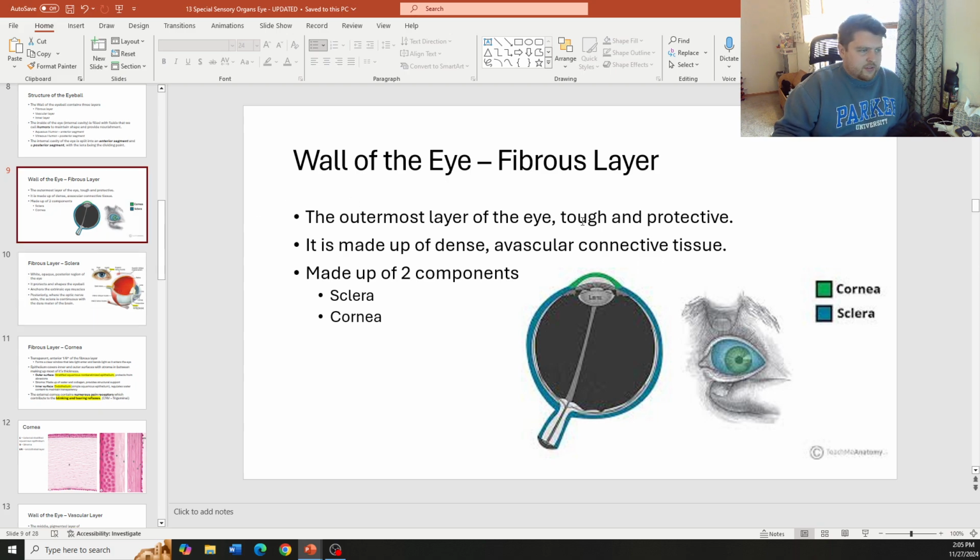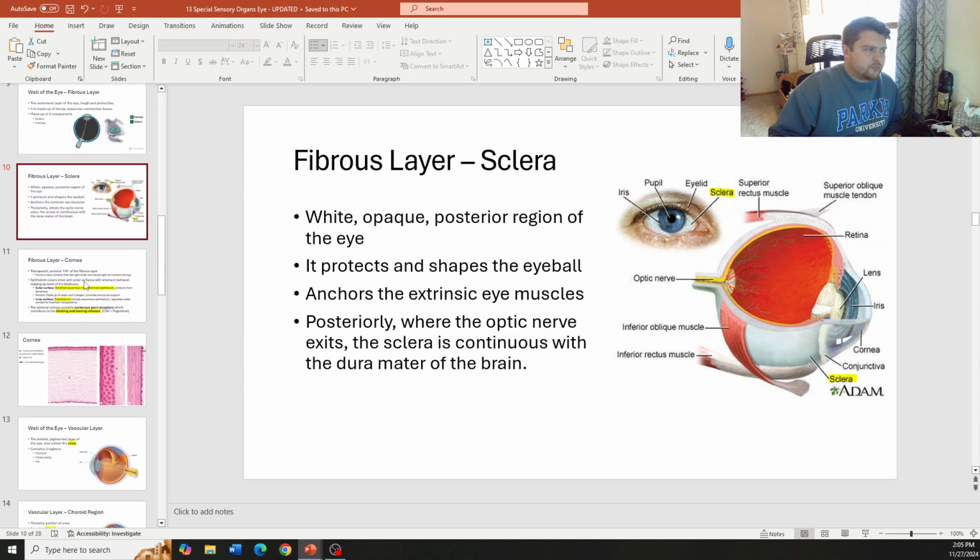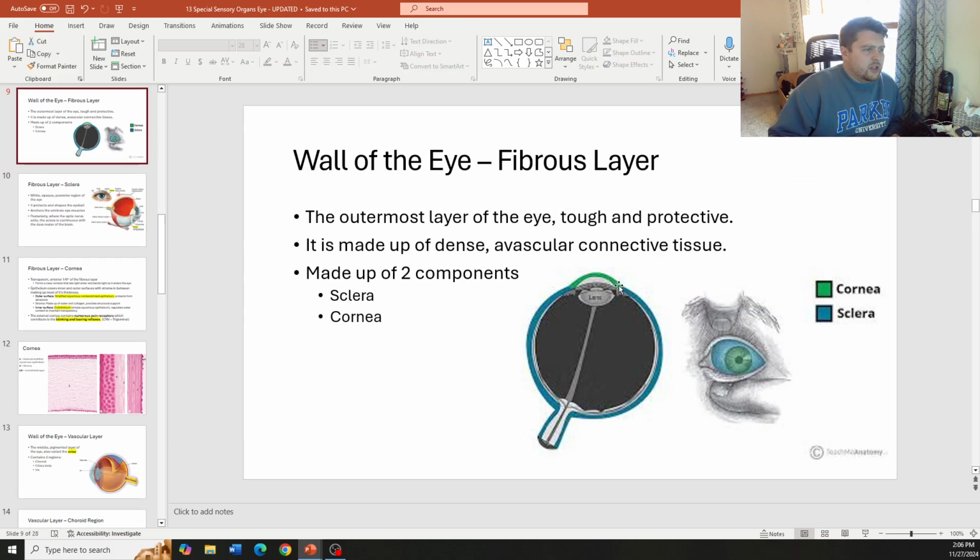So the fibrous layer itself, this is the outermost layer. It's very tough and protective, and it's made up of dense avascular connective tissue, and it's made up of 2 different components, the sclera and then the cornea. So the sclera, you can see, is a vast majority of the eye on the outside of the wall. It covers pretty much all of it, except for the very front, where our iris and our pupil are. That is the cornea. So the sclera is white and opaque, and covers the posterior region of the eye. When really it's posterior lateral, it's all of the eye except for the very front cornea.